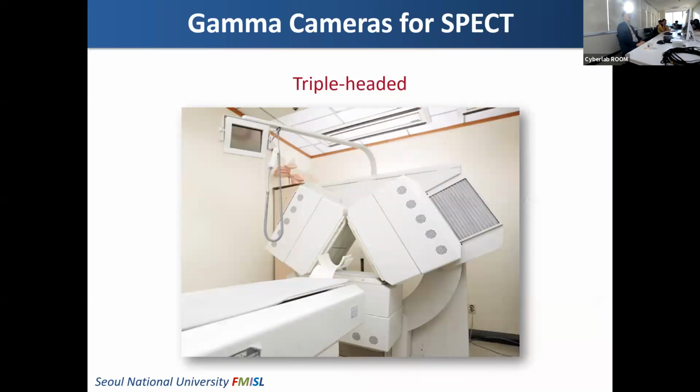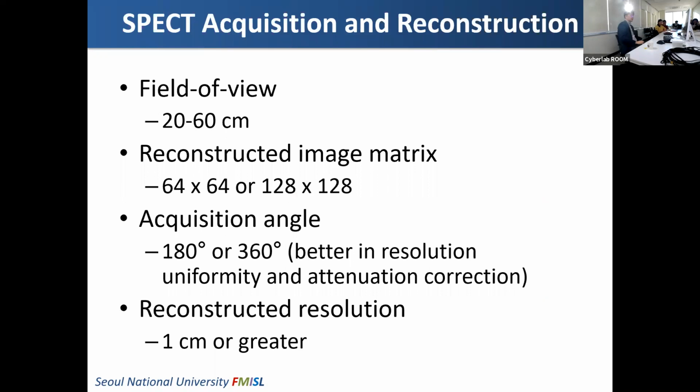Some of you are also familiar with the triple head camera, but nowadays it is not much used in the clinics. But in SNU we have one triple head camera, as you can see. This is the typical acquisition and reconstruction settings for SPECT imaging. Usually the field of view ranges from 20 to 60 centimeters, and the reconstructed SPECT image has dimensions of 64 by 64, or 128 by 128 if we need higher spatial resolution.